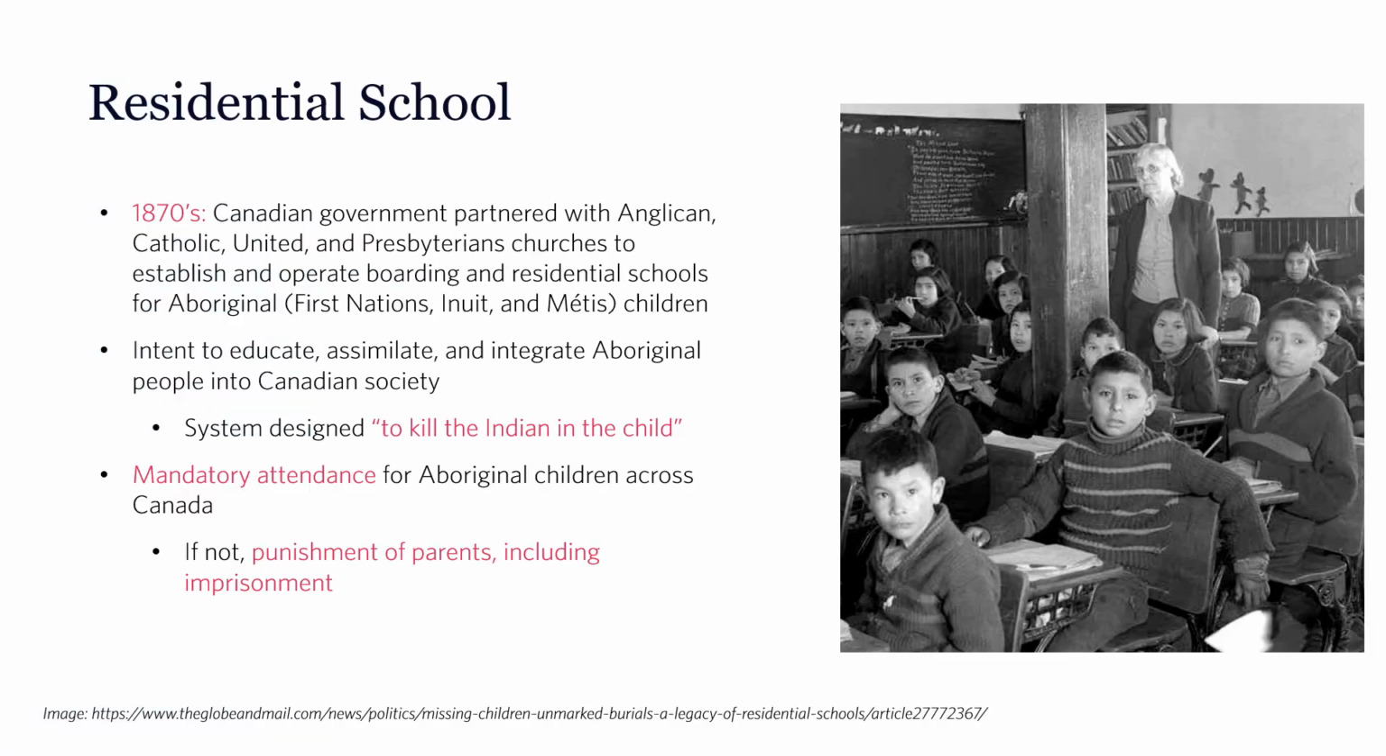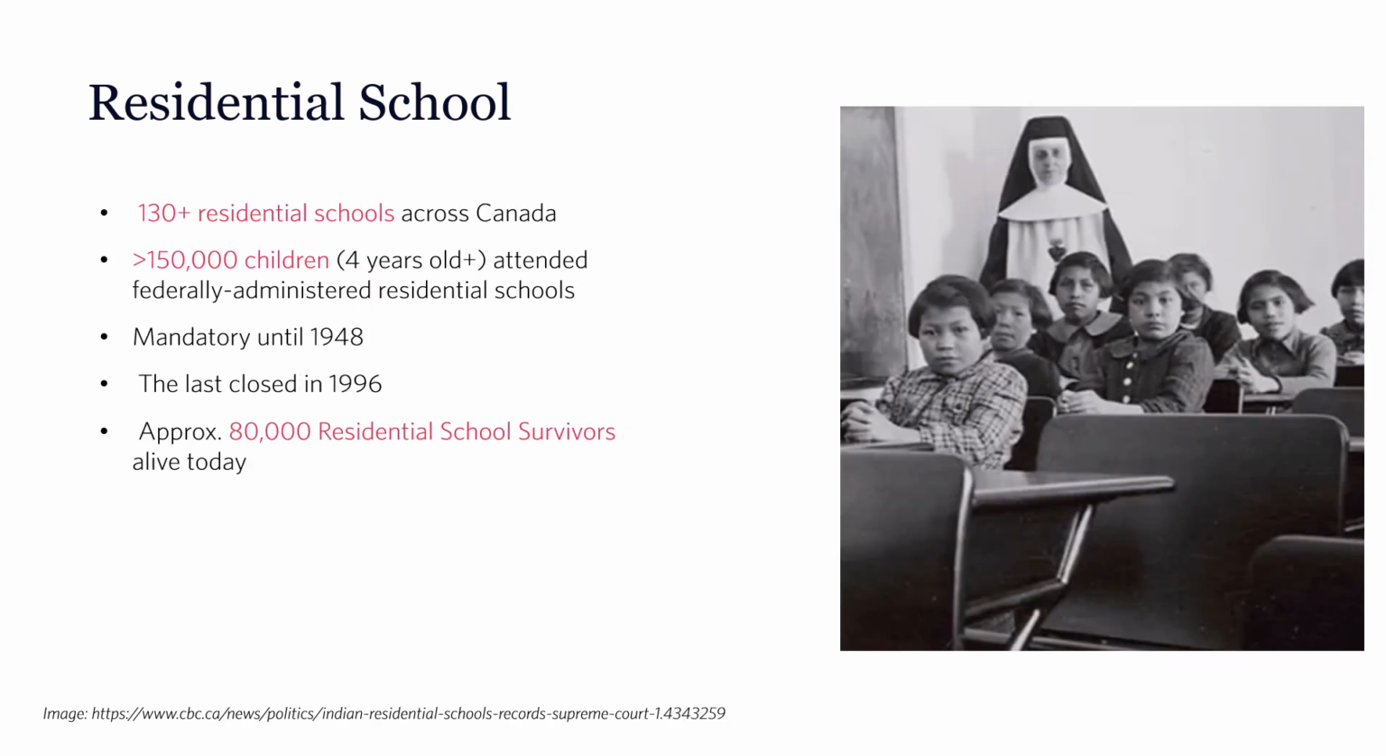In the 1870s, the Canadian government created the residential school system in an attempt to assimilate Indigenous children into Canadian society. The explicitly stated goal was to, quote, "kill the Indian in the child," end quote. There were over 130 residential schools across Canada with over 150,000 attendees. These schools were mandatory until 1948, with threats of imprisonment for parents who refused to send their children.